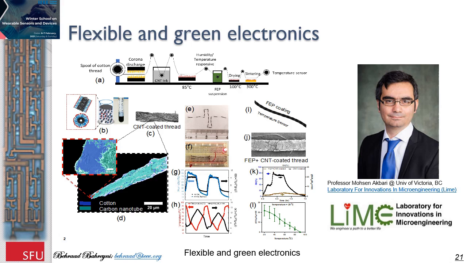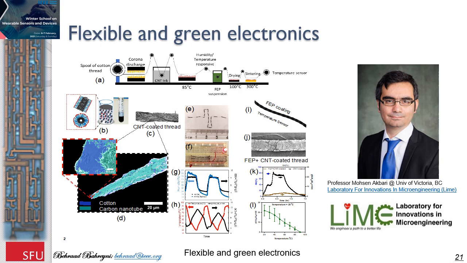But particularly in this case, I want to show you their fabrication method that shows how you can make these sensitive fibers. So what they start with is a spool of cotton thread. This is the top of the page, let's say part A of the figure. And they pass this cotton yarn through a plasma. This activates the surface of that cotton fiber. Then they pass it through some carbon nanotube-based ink so that CNT will stick to the surface of the fiber. And after annealing this process and maybe coating it with another protection layer, you finally have your sensitive fiber.